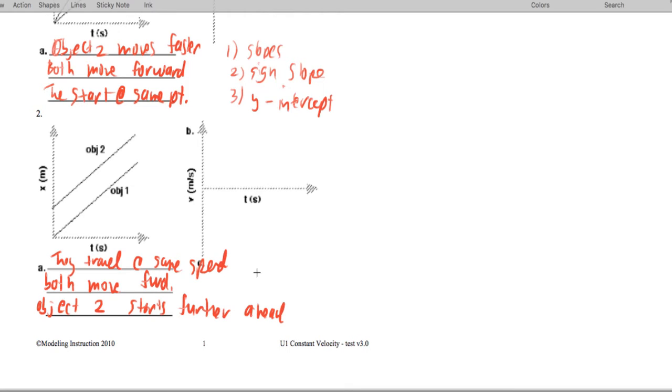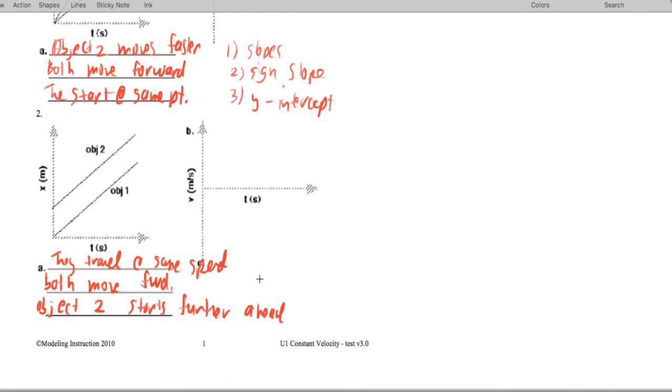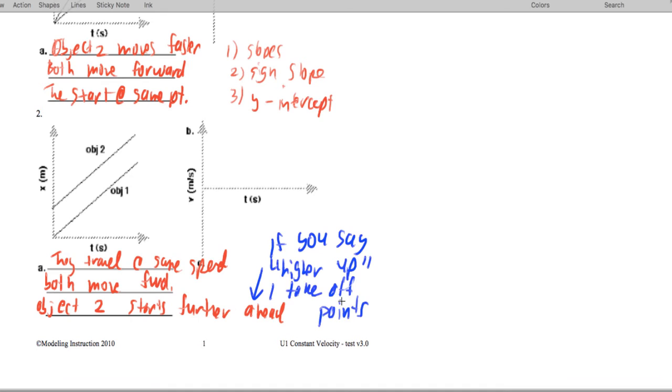I'm going to make a note here, and I'm going to write this in a different color. If you say higher up, I take off points, because that makes me think that you're actually thinking of these as hills that we're traveling over. All of this relates to that buggy lab that we did before.